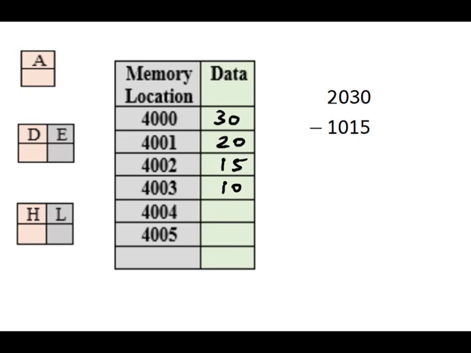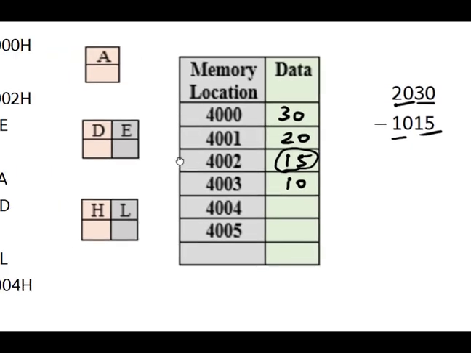Suppose we want to subtract 2030 minus 1015. The number 2030 is stored in memory locations 4000 and 4001, such that the low-order byte is stored at 4000 and the higher-order byte is at 4001. The second number, 15, is stored in 4002, and the higher-order 10 is stored in 4003. So we have to perform this subtraction, 2030 minus 1015.